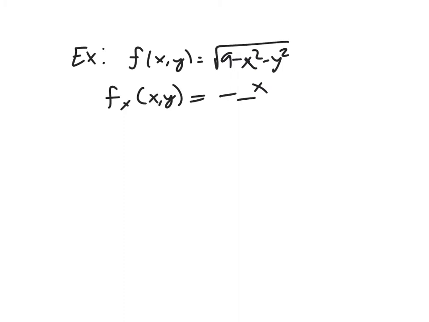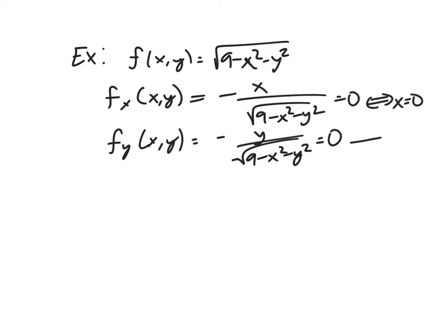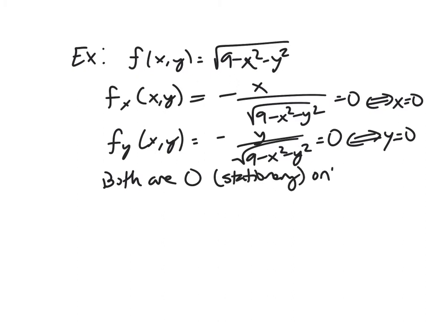Our partial with respect to x is negative x over the square root of 9 minus x squared minus y squared. And the partial with respect to y is similar because this is symmetric. So when are these 0? This is 0 if and only if x equals 0, and this is 0 if and only if y equals 0. So both are 0, or basically we have a stationary point, only at the origin. And it turns out that is where we found the max to be.